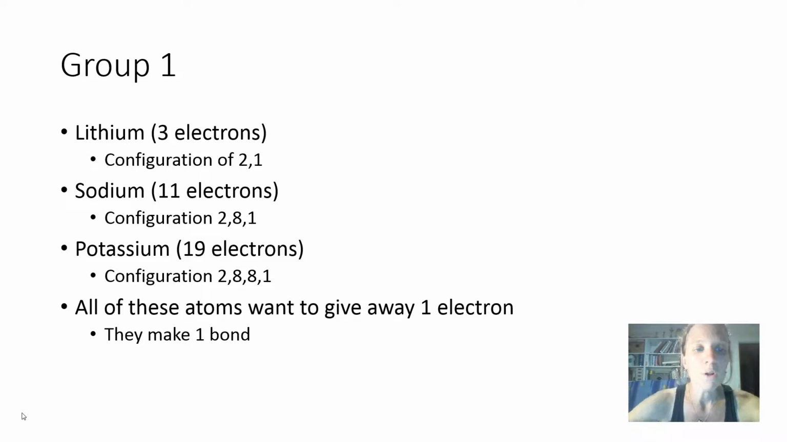Note that all of these atoms will want to give away 1 electron in order to achieve a full outer shell. This means that they all want to make 1 bond. And that goes a very, very long way to determining the sorts of chemical properties that these elements will have, the way that they will behave in chemical reactions.